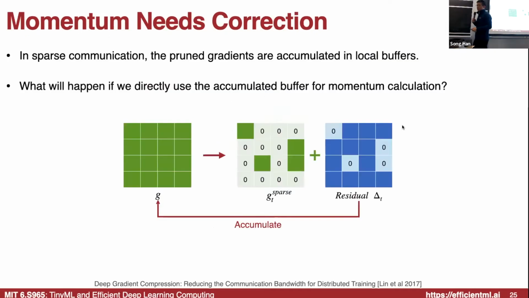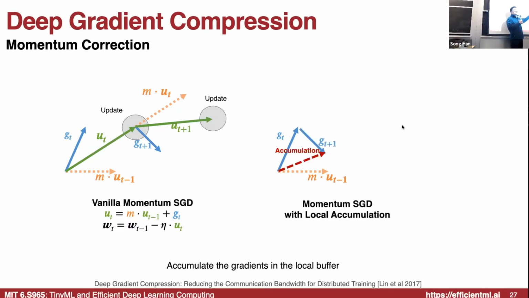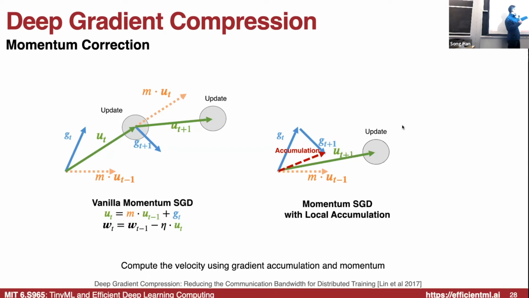So what if we just directly accumulate the gradient without considering the momentum? This is vanilla SGD. This is with gradient accumulation. So the old gradient, this is the new gradient, and this is the accumulated version. If we consider this as momentum during the update, we are going to update in this direction, which is quite different from the original update vector. So this is obviously not correct.